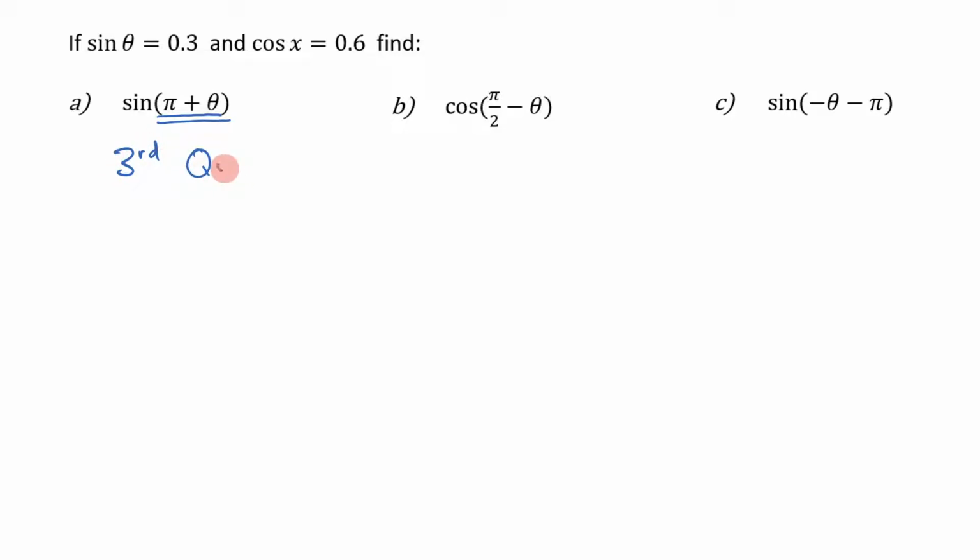The next thing you need to think about is, am I positive or negative when sine is in the third quadrant? Well, I know that sine is my y value, and in the third quadrant, that's going to be negative. Once I've figured that out, this whole thing is therefore going to be equal to negative sine of theta. Now, if I know that sine of theta is equal to 0.3, this is simply going to be negative 0.3, because I know that sine of theta is 0.3. And that is my first answer right there.